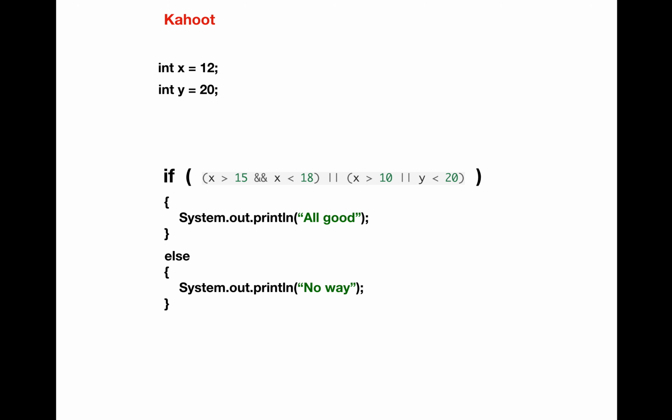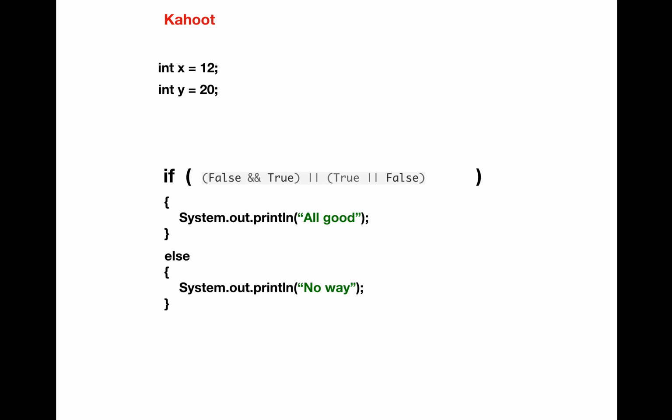Let's take this example, which we've looked at before in class. We look at the first comparison, which is x is greater than 15. Say x is 12. 12 is greater than 15, that is false. So this would evaluate to false. And then we'd say, is x less than 18? Is 12 less than 18? Yes, that is true. Is x greater than 10? It's true, 12 is greater than 10. And then is y less than 20? Or y is not less than 20, y is exactly 20. So then that would be false.